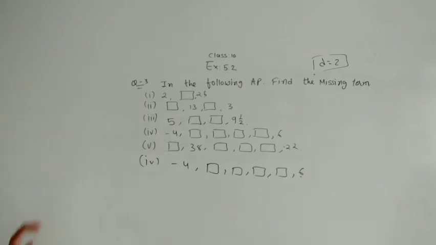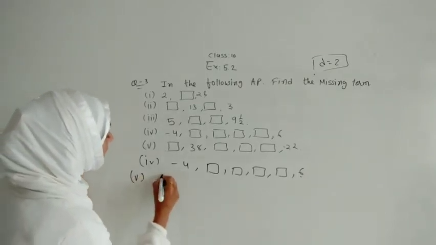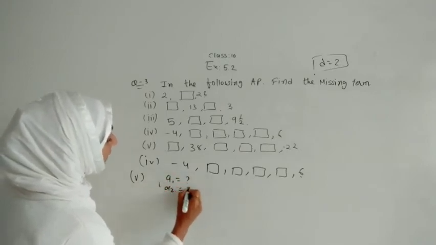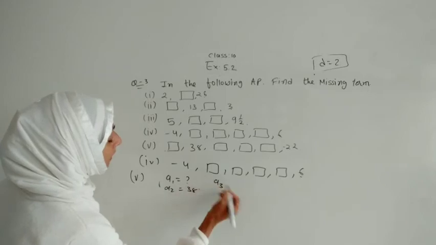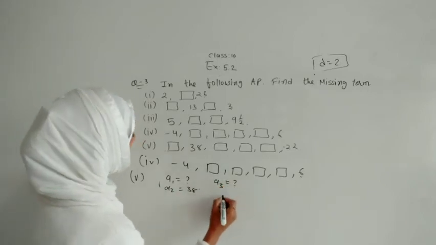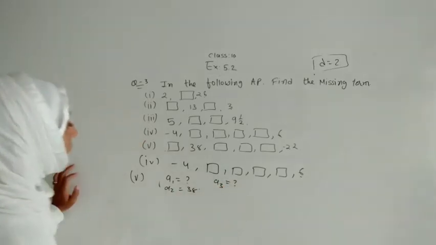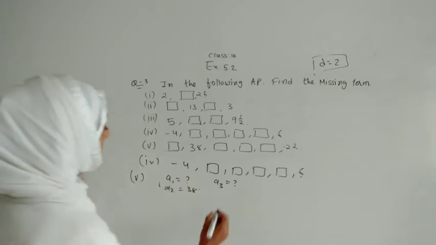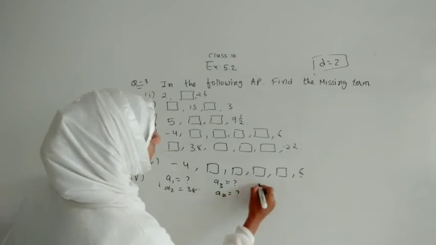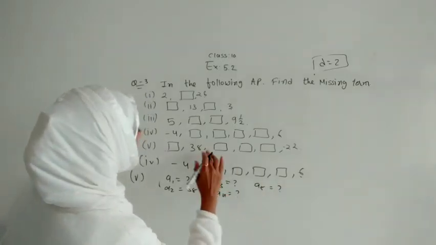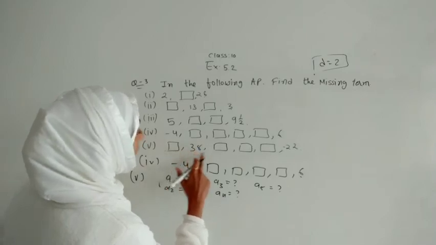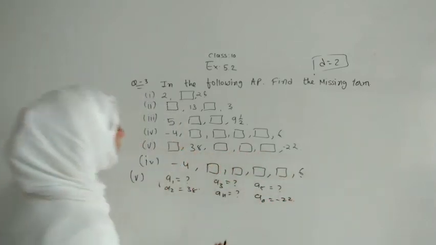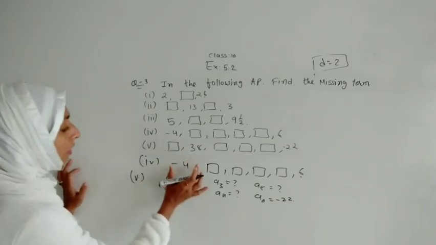Let me write the next question, that is the 5th question. a1 is not given, that is missing. a2 is given as 38. a3 we do not have, question mark. a4 is question mark. a5 is also question mark. a1, a2, a3, a4, a5. a6 is given as -22. Means we have to perform, a is not given.